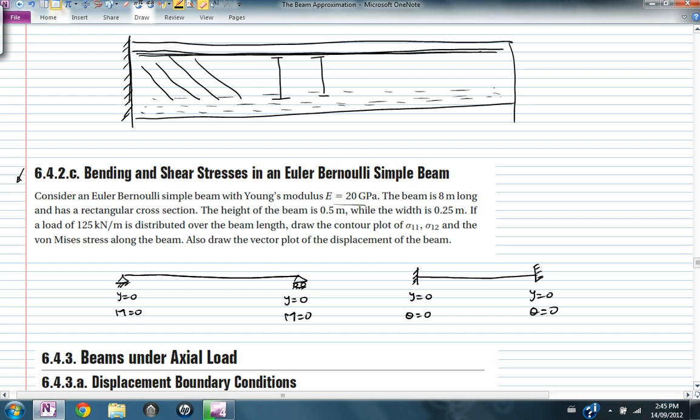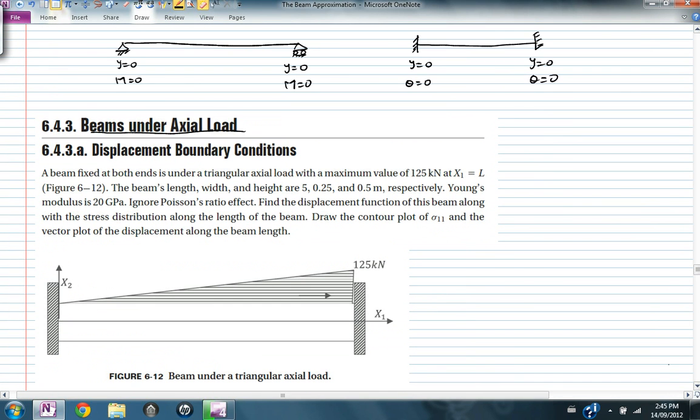So in the next couple of examples, we are going to go through beams in which we are applying horizontal loads, or loads in the longitudinal direction of the beam rather than in the lateral direction of the beam. So instead of applying lateral load, we're going to apply axial load on the beam. So let's start with an example in which we have a beam under axial load and we have displacement boundary conditions on the beam.